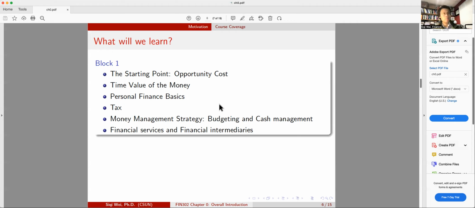Okay, personal financial basics. We'll talk a little bit about cash budgeting and cash management. We'll also talk about taxation management. These are the very basics. Also, we have to talk about the personal financial planning process. It's really a time-varying dynamic. We'll also cover financial services and financial intermediaries, like financial institutions that serve your saving and investment purposes.